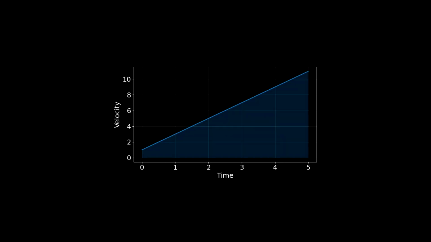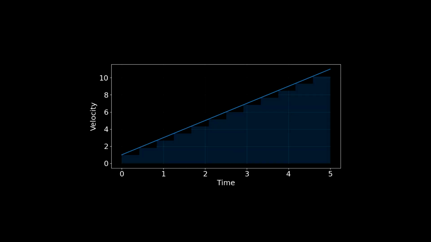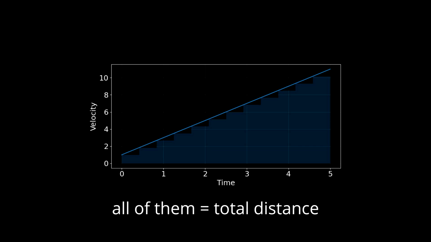Now let's raise the stakes. Suppose the function represents velocity instead of just a random curve. You plot velocity versus time. What does the area under that curve represent? Velocity times time equals distance. Each tiny rectangle represents a tiny distance traveled during a tiny time interval. Add them all up and you get total distance traveled.